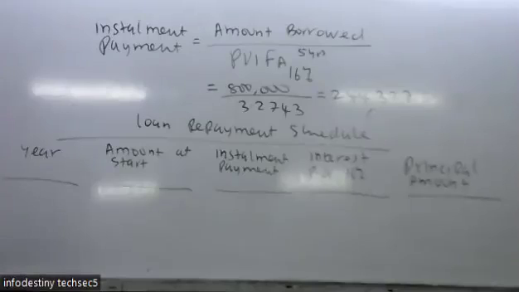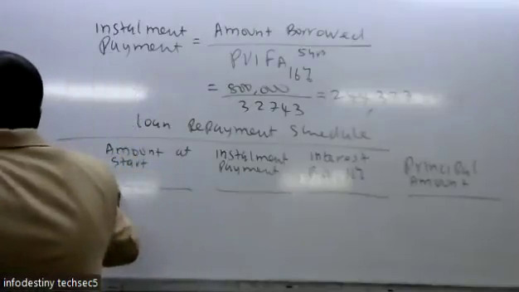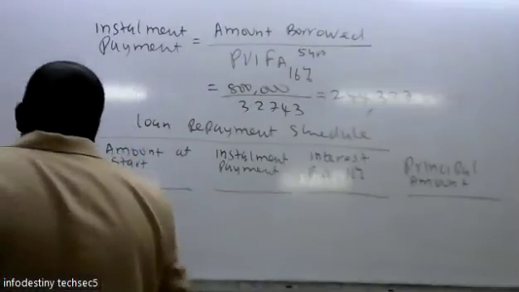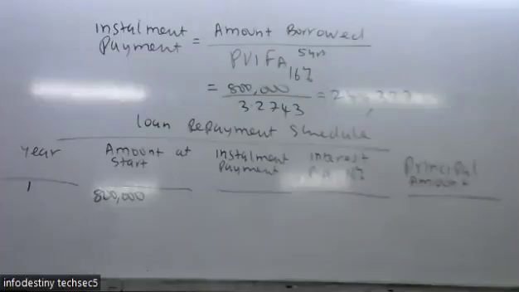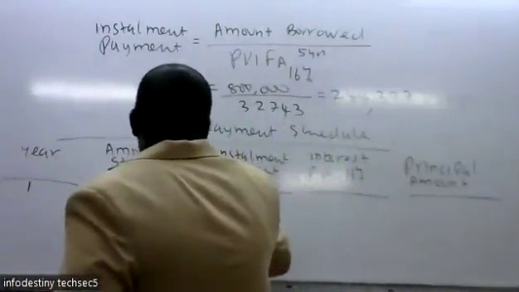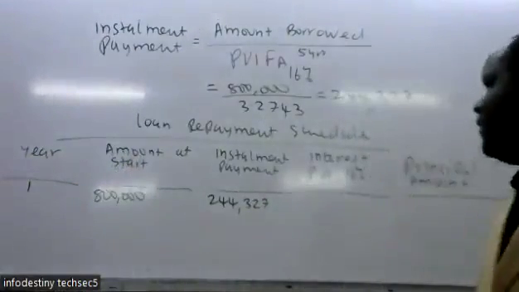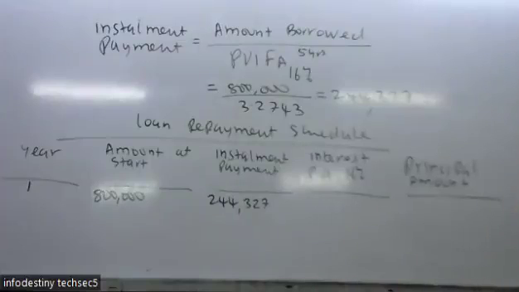So we start off with year one. Amount at the start of year one is what was borrowed. It was 800,000. So installment is 244,327. Then the interest is 16%. So you get 16% of 800,000.